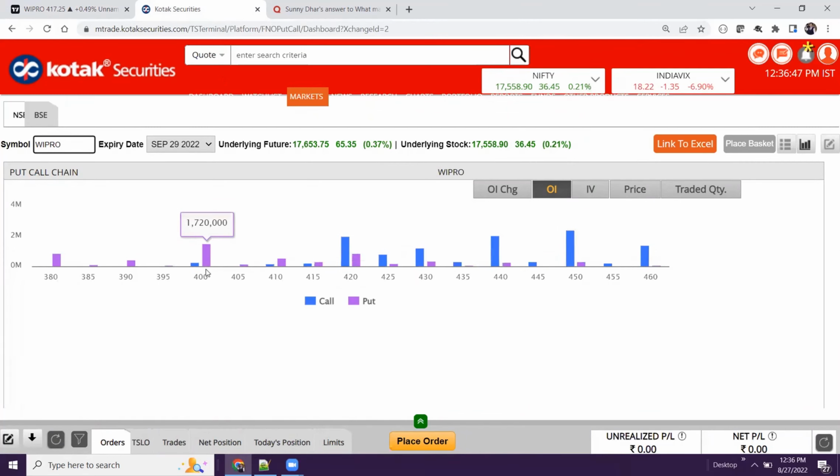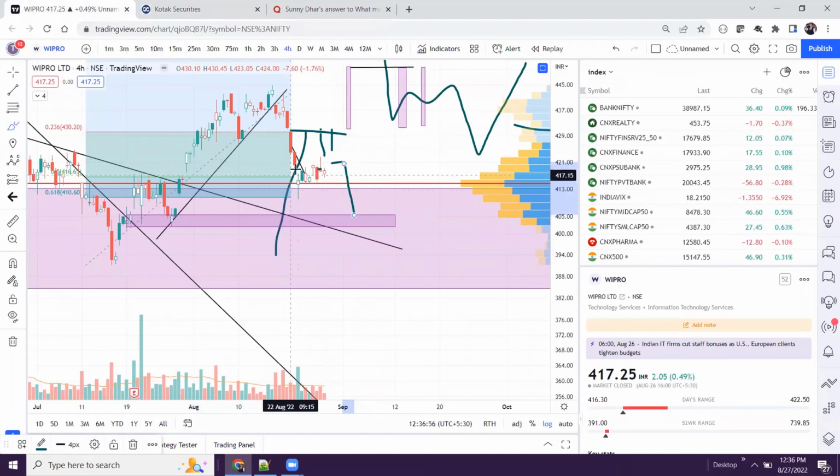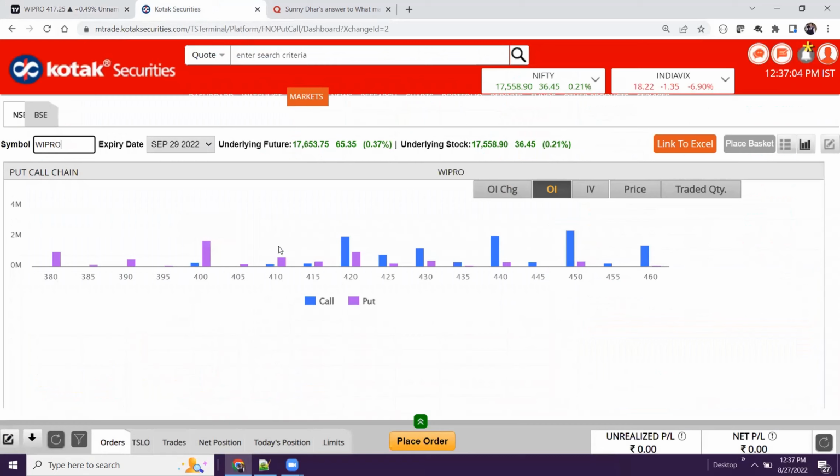Many people who are shorting the put here are expecting the market to bounce from here. It may bounce, it may not bounce, but the expectation is that it bounces from this. How much it bounces depends on other factors also. But the basic idea is that this is a buying zone and this is a selling zone.